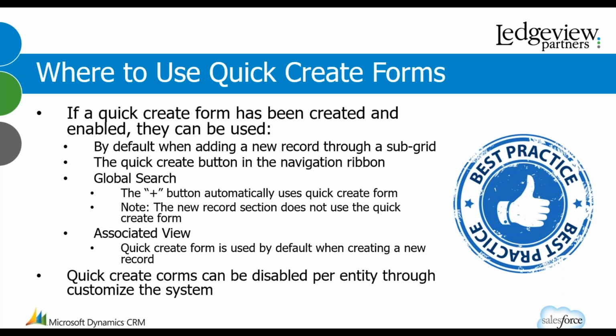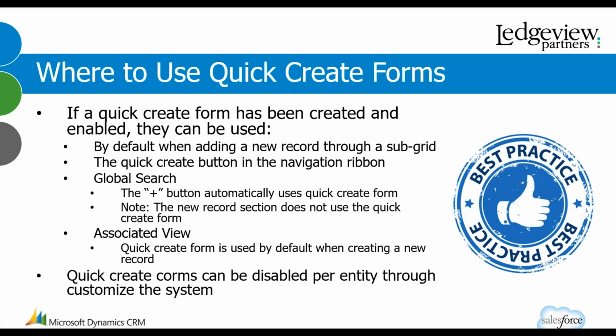By default, when you're adding a new record through a subgrid, it will show your existing contacts associated to an account. You can add that kind of subgrid to show that information. Usually there's a plus sign that allows you to add new contacts. That will default to a quick create form, and that's where you want to use the data mapping to pull that information over from the account form.